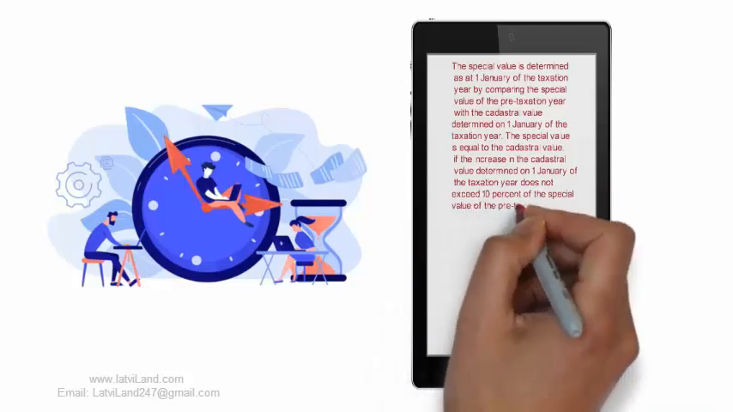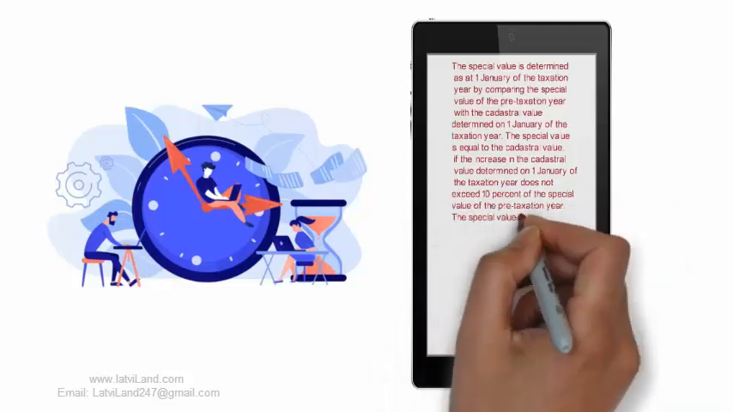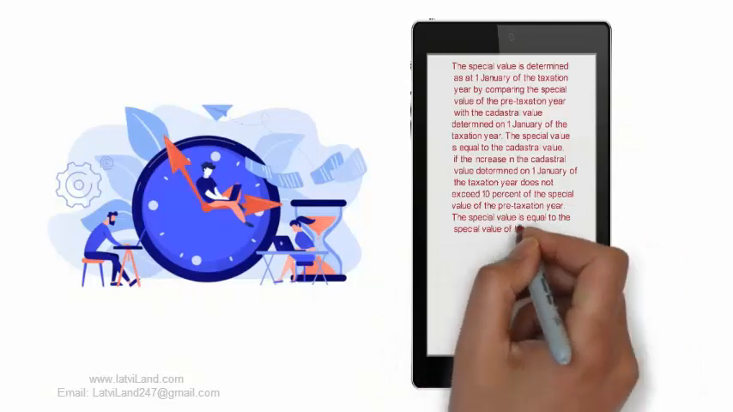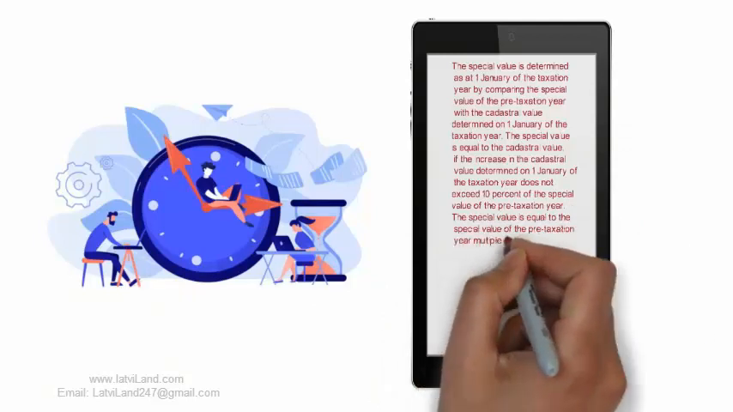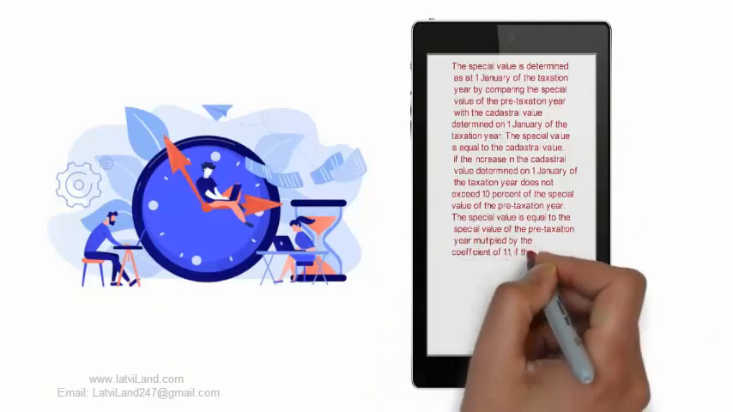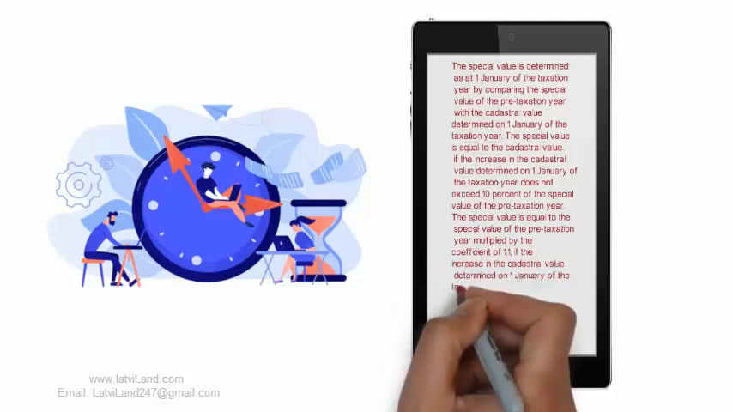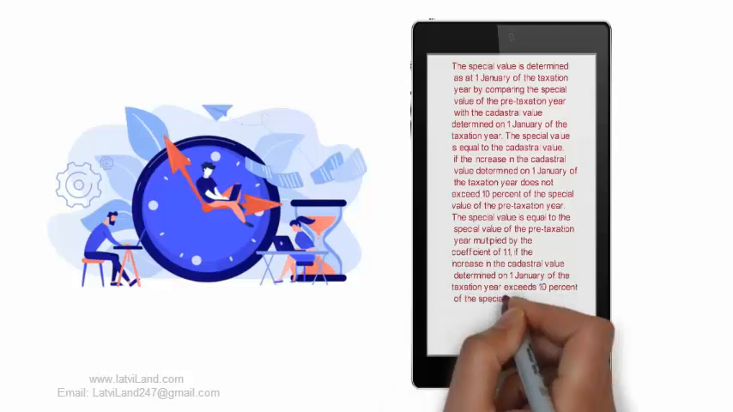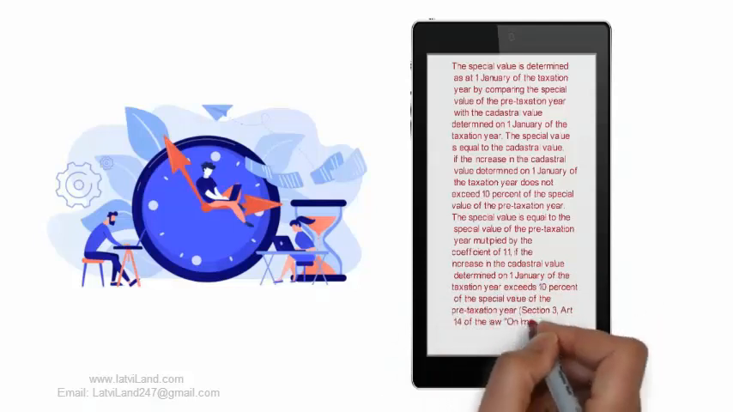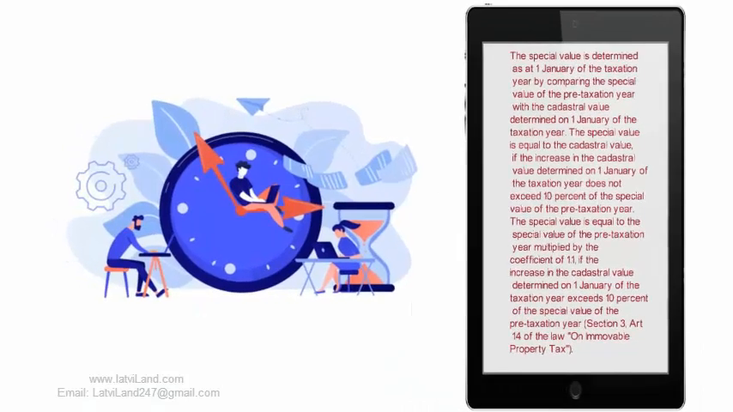The special value is equal to the special value of the pre-taxation year multiplied by the coefficient of 1.1, if the increase in the cadastral value determined on the 1st of January of the taxation year exceeds 10% of the special value of the pre-taxation year. Section 3, Art. 14 of the Law on Immovable Property.